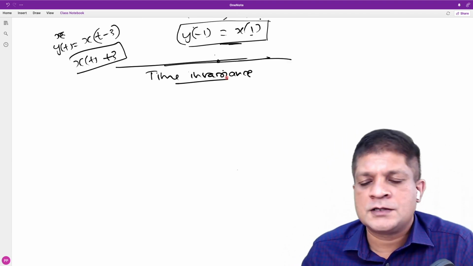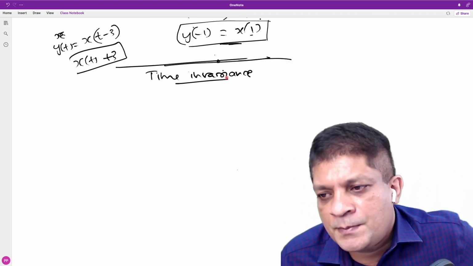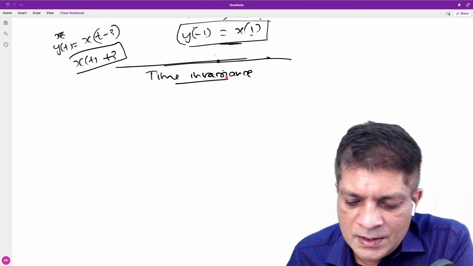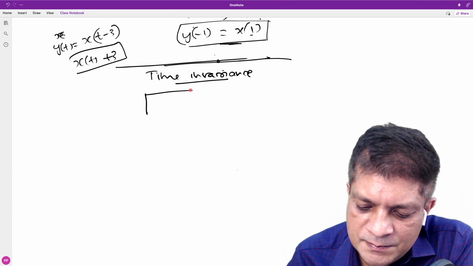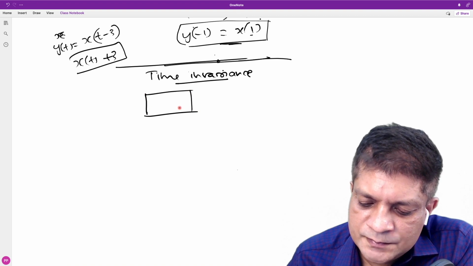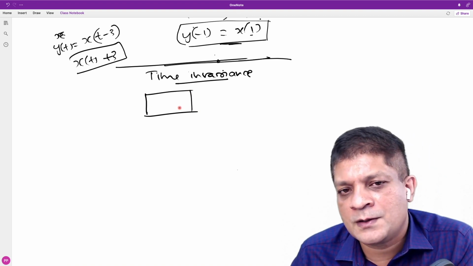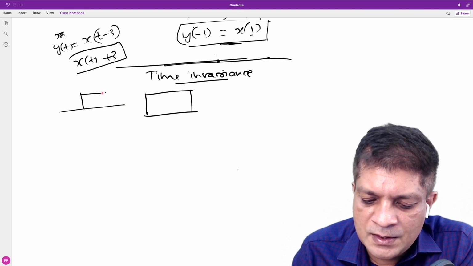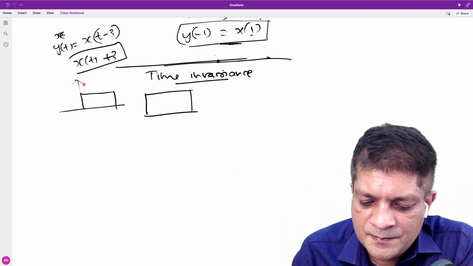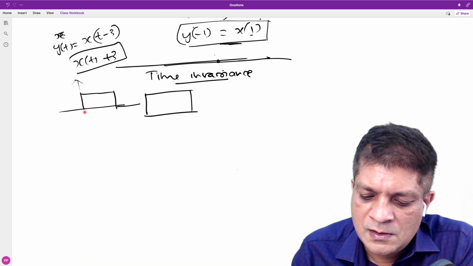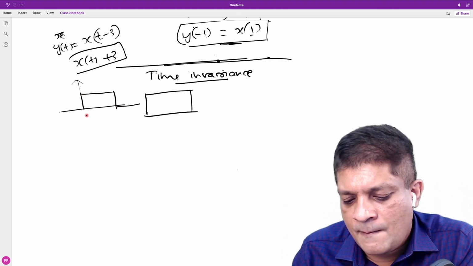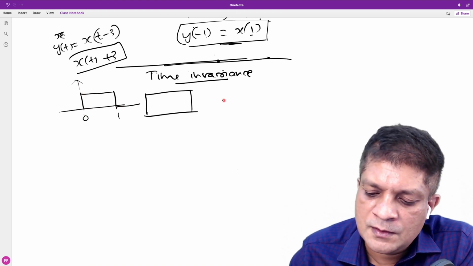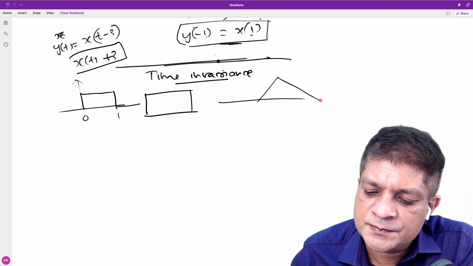Okay, the next property is the time invariance property. Time invariance means, suppose we have a system. Let's consider a continuous time system, and let's say we are giving an input signal, say from 0 to 1, and we are getting some output.